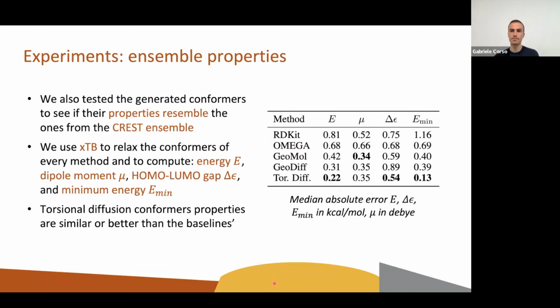Yes, Tom? Compared to some of these methods, mostly GeoDiff, GeoDiff is able to also modify the angles and the bond lengths, whereas you only move the torsion angles. Have you looked at whether GeoDiff actually predicts the bond angles and the bond lengths better than RDKit, or is it also mostly working on the torsion, getting more accuracy thanks to the torsion?